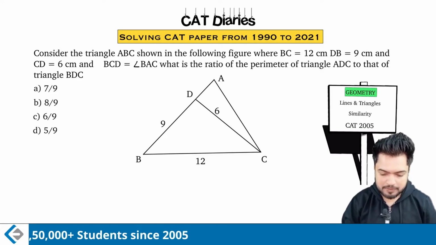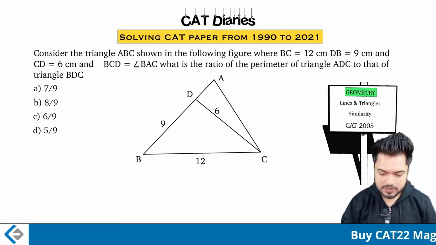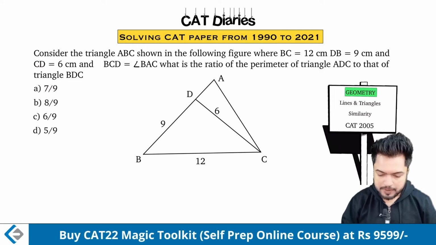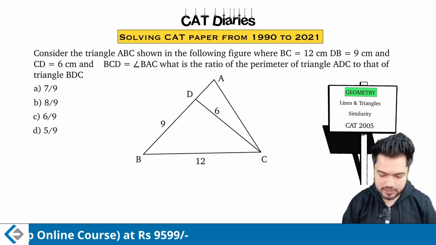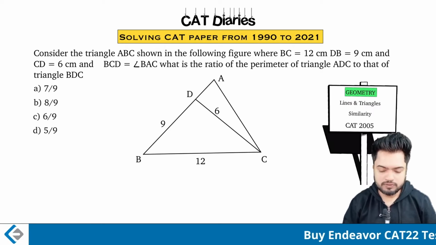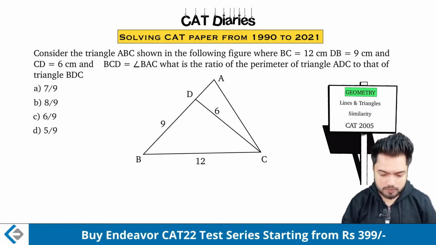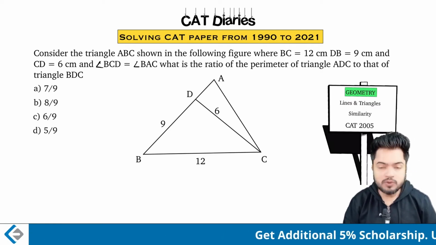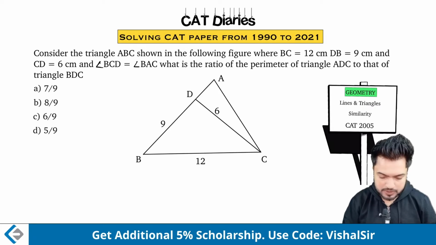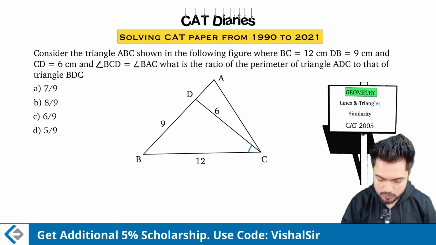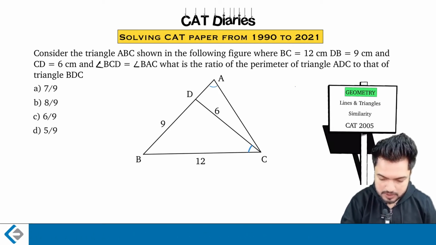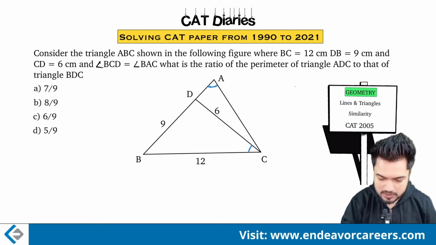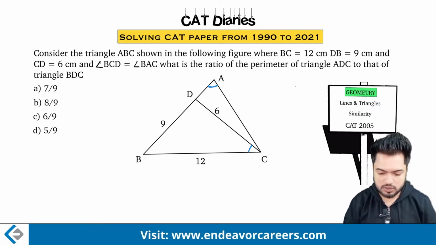Consider the triangle ABC as shown in the figure, where BC is 12, DB is 9 and CD is 6. So I have the lengths of these three sides, and I'm also told that angle BCD is equal to angle BAC. What do I understand? BCD means this blue angle is equal to BAC, this blue one. So these two blue angles are equal to each other. That is also given.